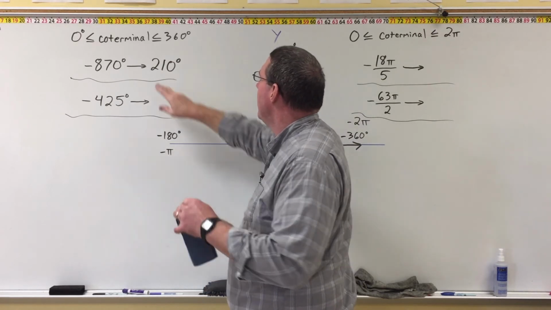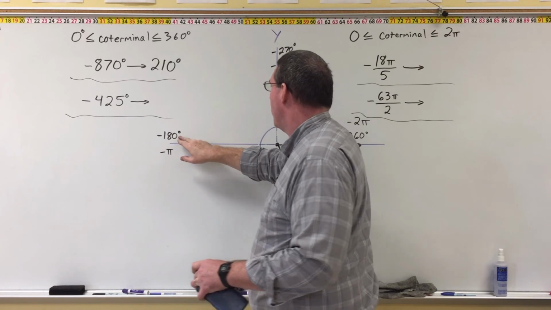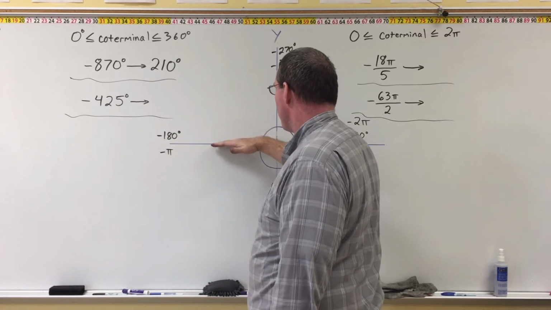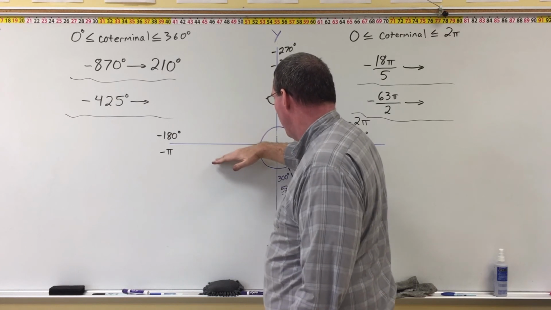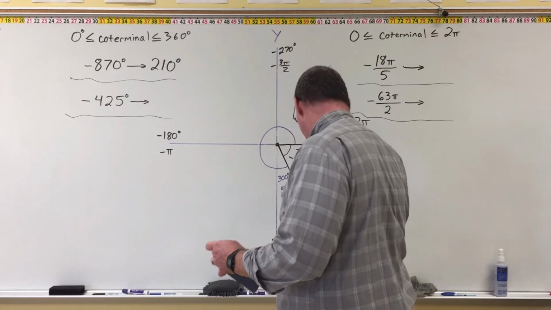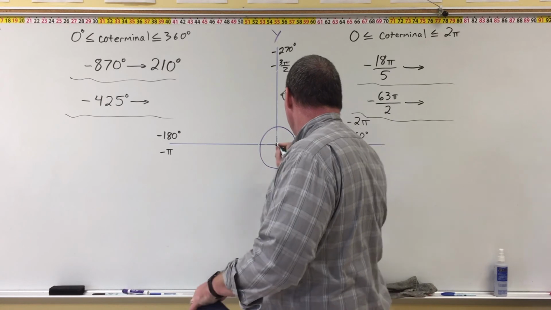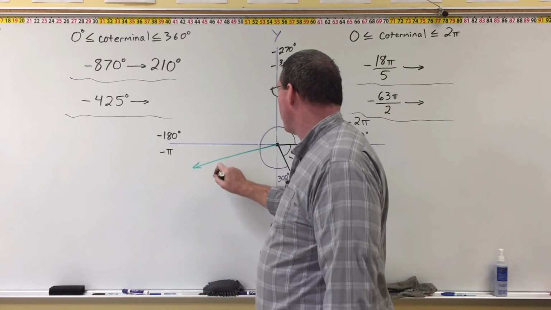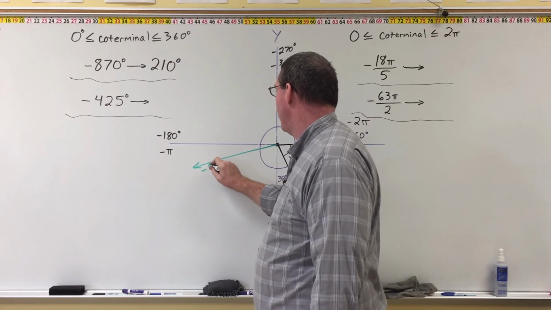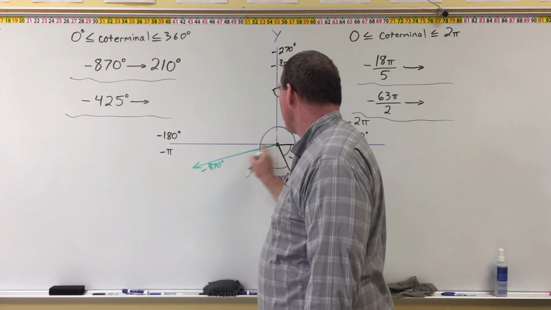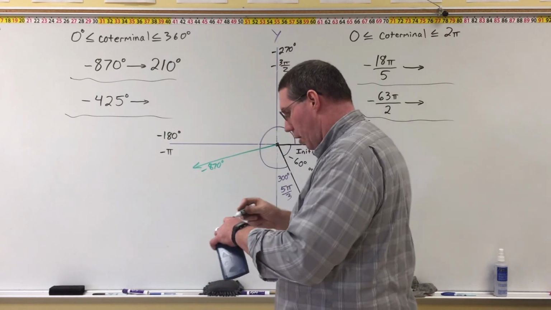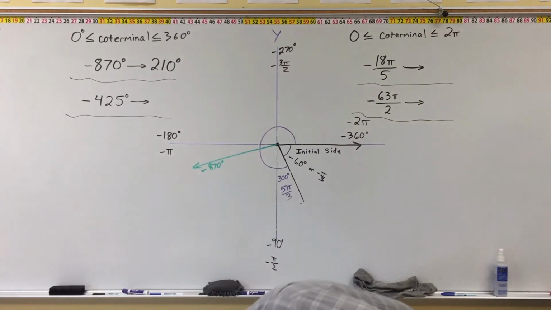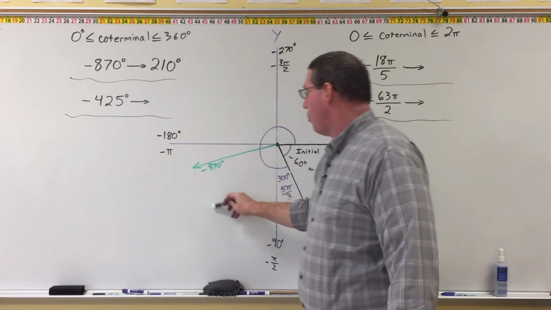Well, 210 is a little bit larger than 180. Well, this says negative 180, but when we had them in positives, this was a positive 180, and a little bit more is about 30 degrees down from here. So that would mean that the terminal side of this is right about there. So this is the terminal side of a negative 870 degree angle. It's also the terminal side of a 210 degree angle. And so we would say that the terminal side of this angle is in the third quadrant.